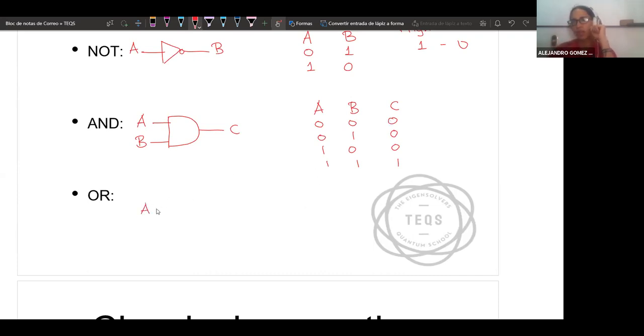So we have another gate, which is the OR gate. It gives a one if at least one of the inputs equals one. So let's make the truth table, again with the possible combinations. If at least one of the inputs is one, the output is going to be one. So in this case we have one, one, one, and the last case, zero. So this is the OR operator, or the OR gate in this case.